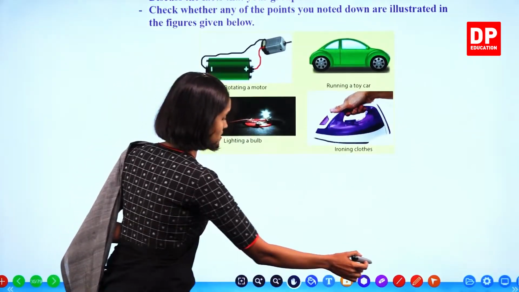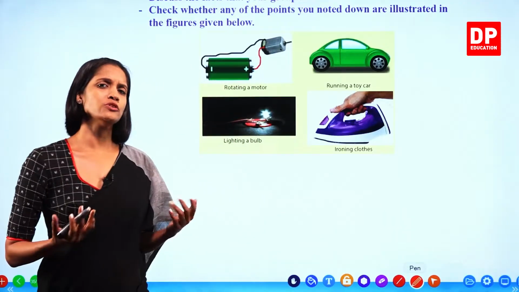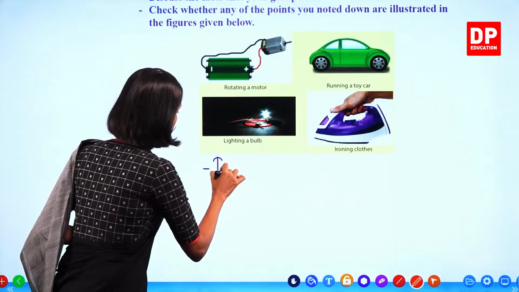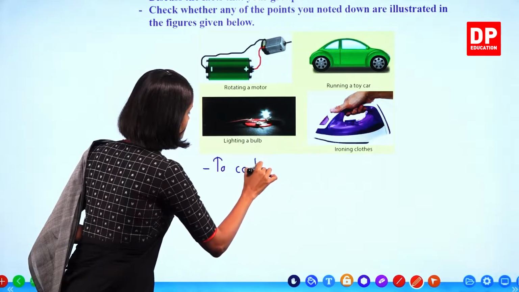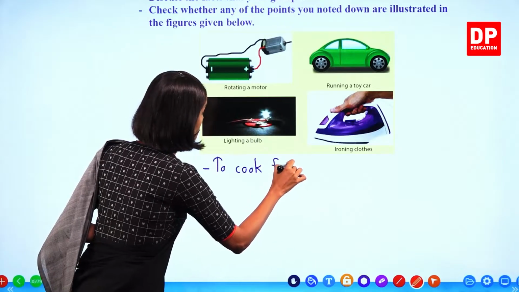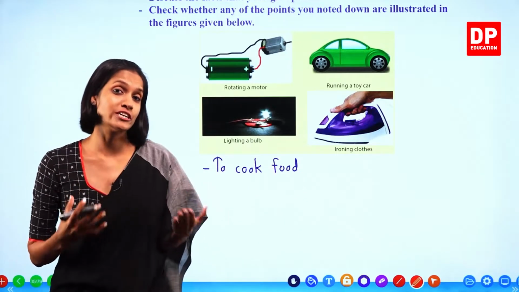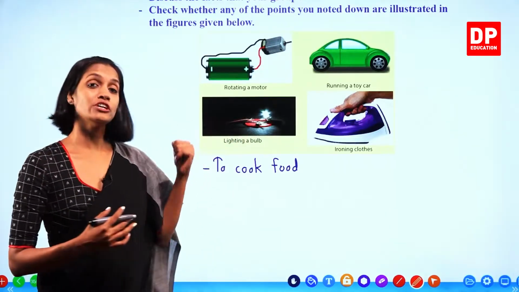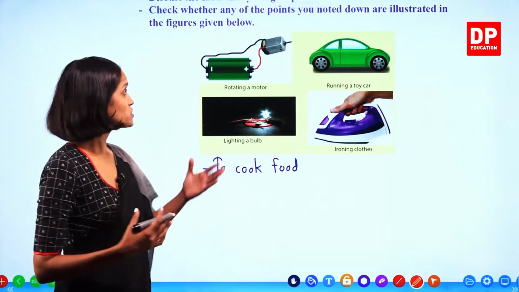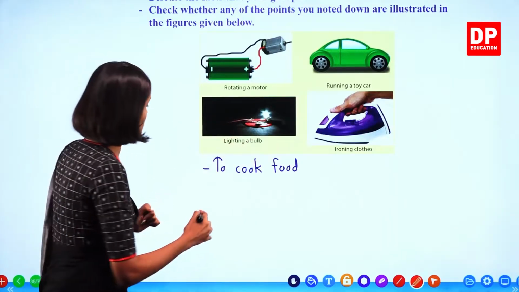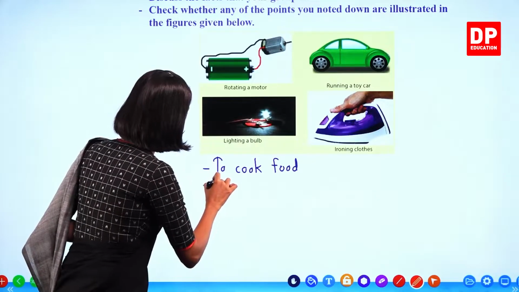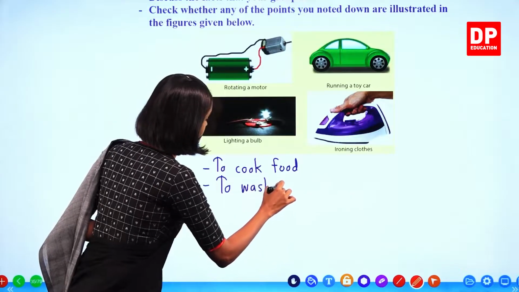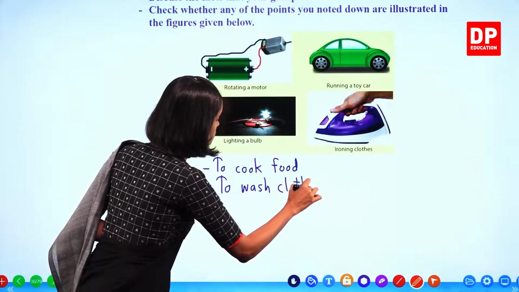So you all know that we can use electricity, right, to cook food. To cook food. So we use different types of electric cookers, right? Some of them are ovens, right? So to cook food, we use electric cookers, right? So using electricity, we can do this work. Again, to wash clothes, we use washing machines to wash clothes.